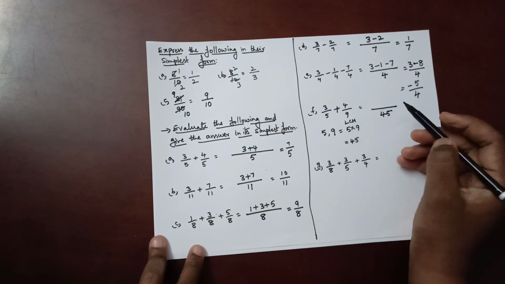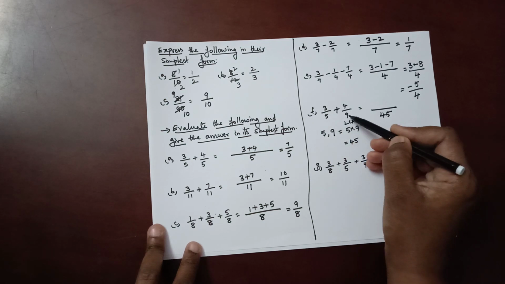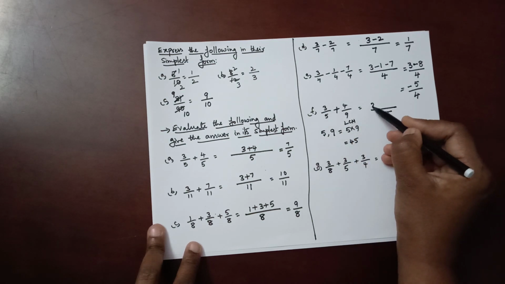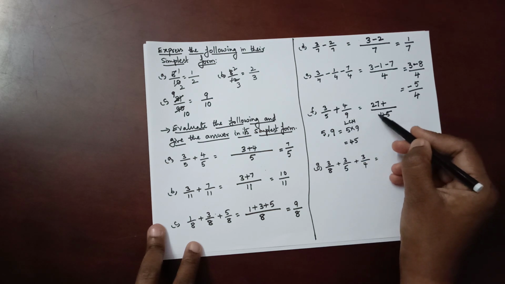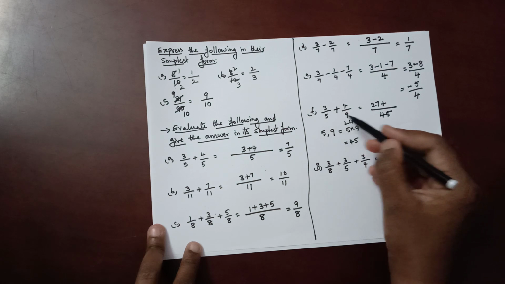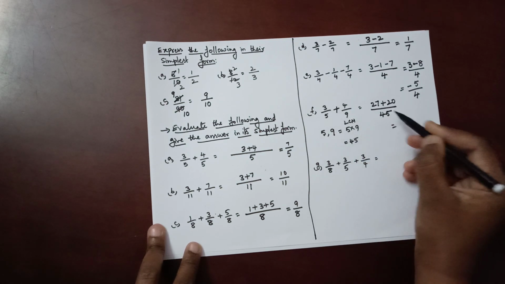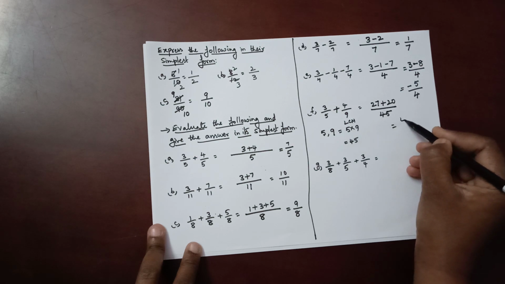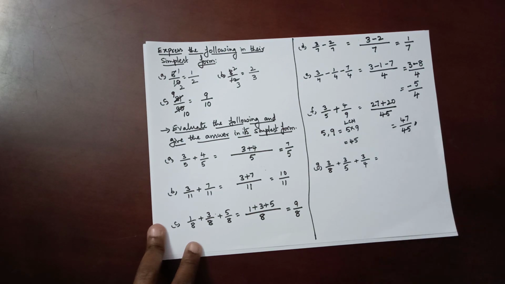45 is the LCM. So this 5, how many times does it go in 45? 9 times. 9 into 3, 9 threes are 27. Plus this 9, how many times does it go in 45? 5 times. 5 into 4 is 20. So 27 plus 20, 47 by 45 is the answer.